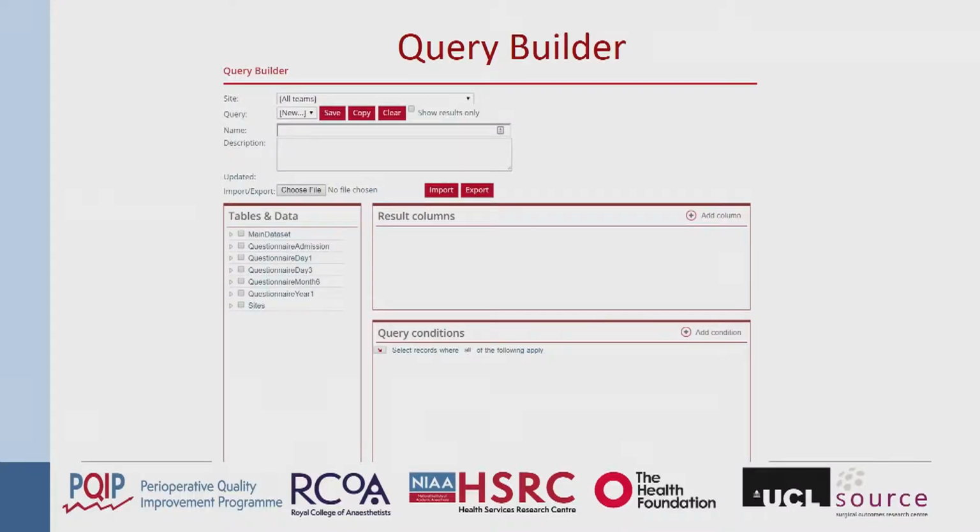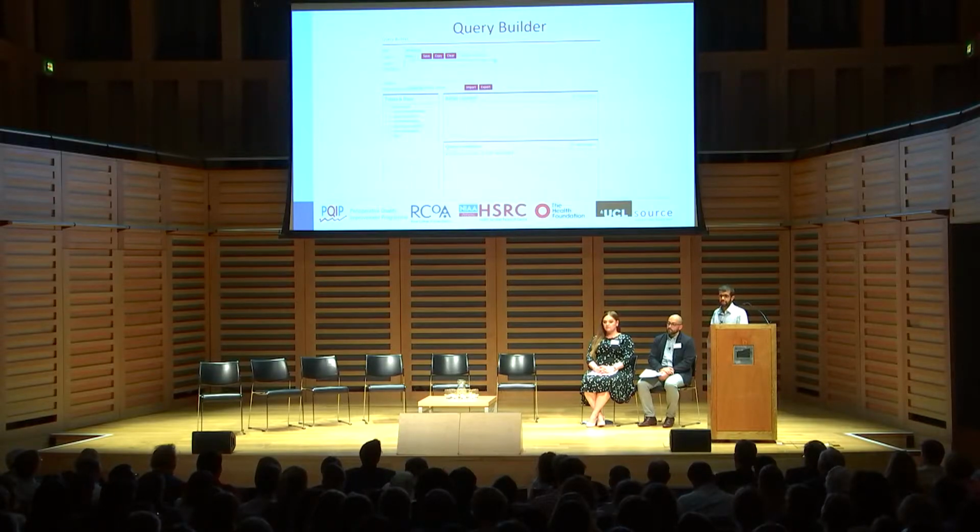So starting off with the query builder, it allows us to take certain fields within PQIP. So at the moment, PQIP has over 250 fields, but the query builder allows us to select certain fields, to place conditions or criteria on them that we want to look at, so that we don't have to download the entire data set for your hospital, and then just look at those 2 fields or 3 fields or however many you wish to see.